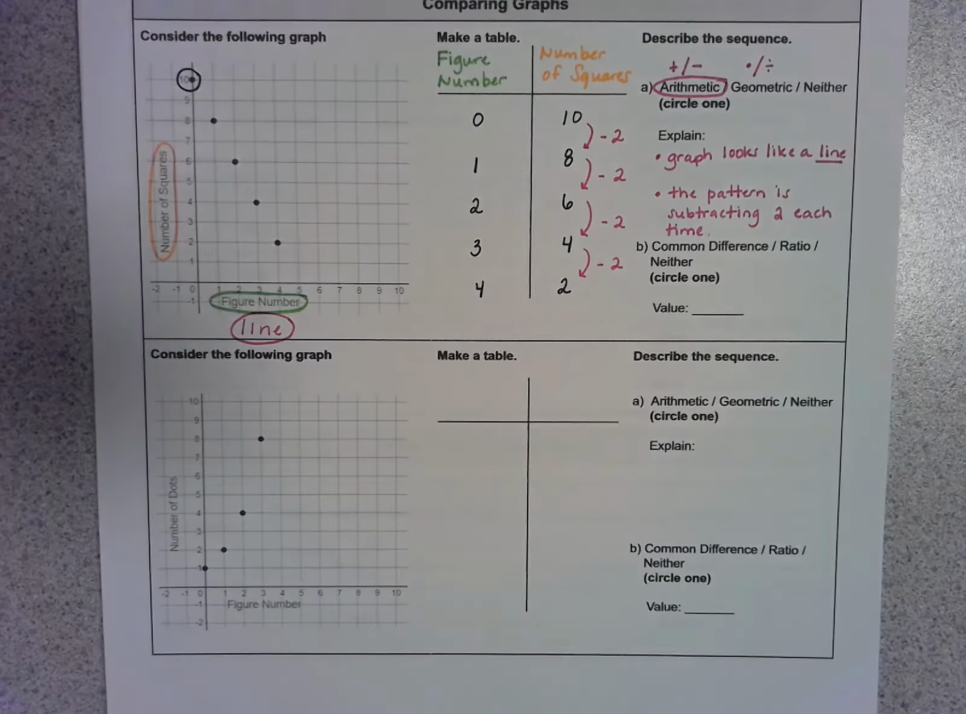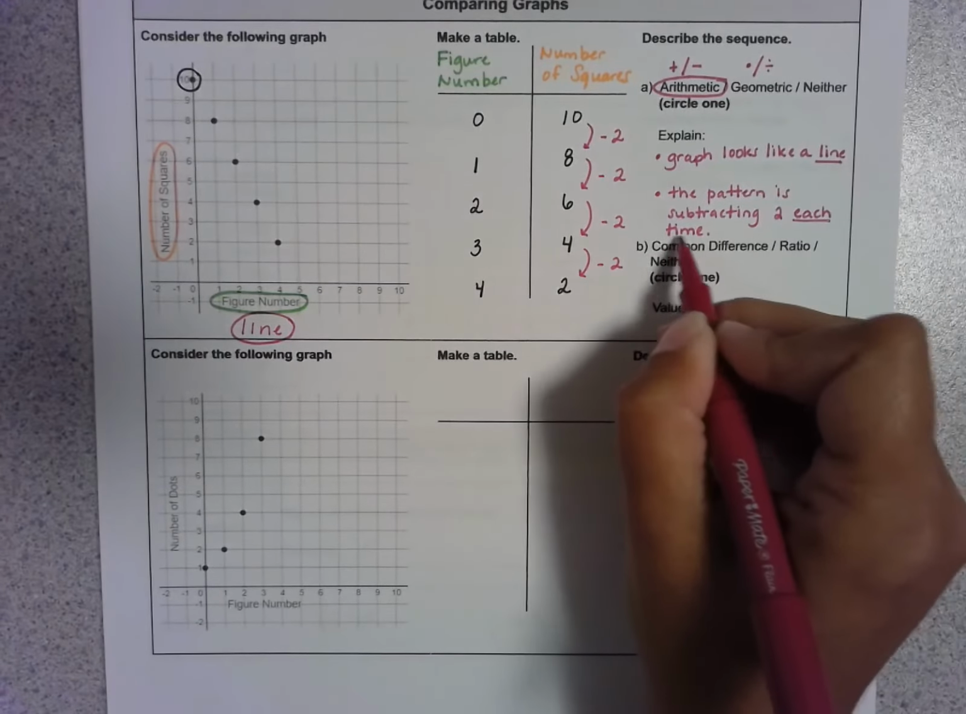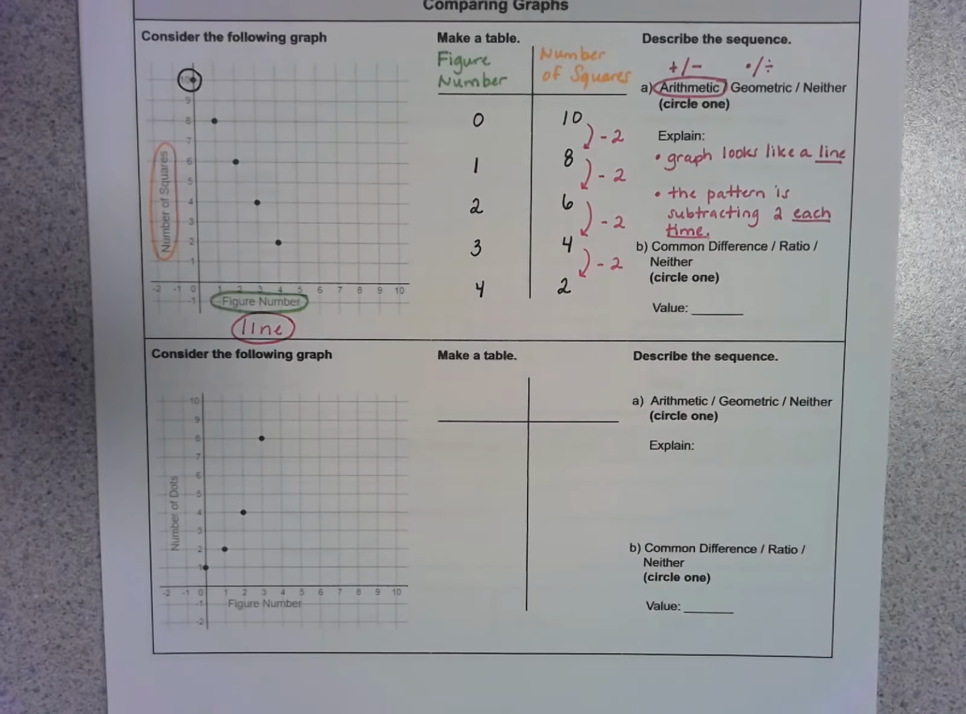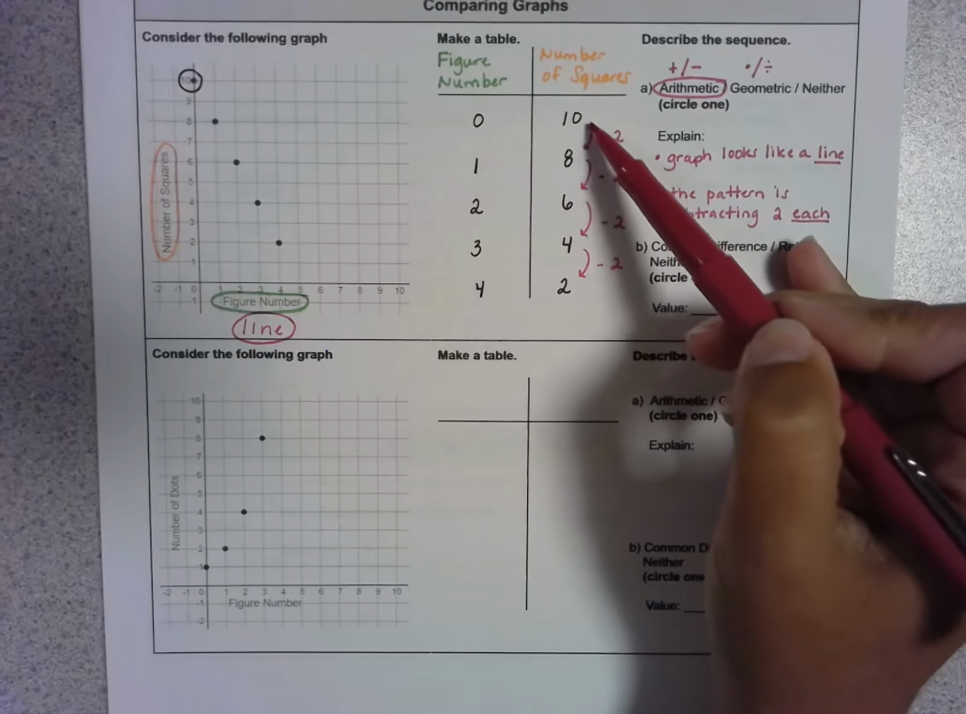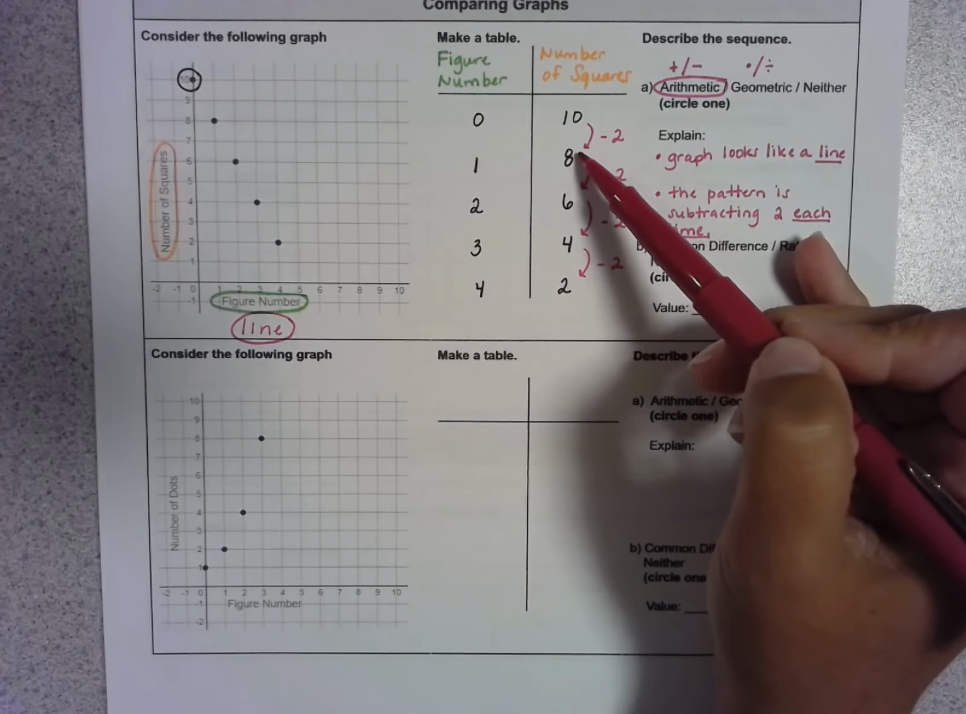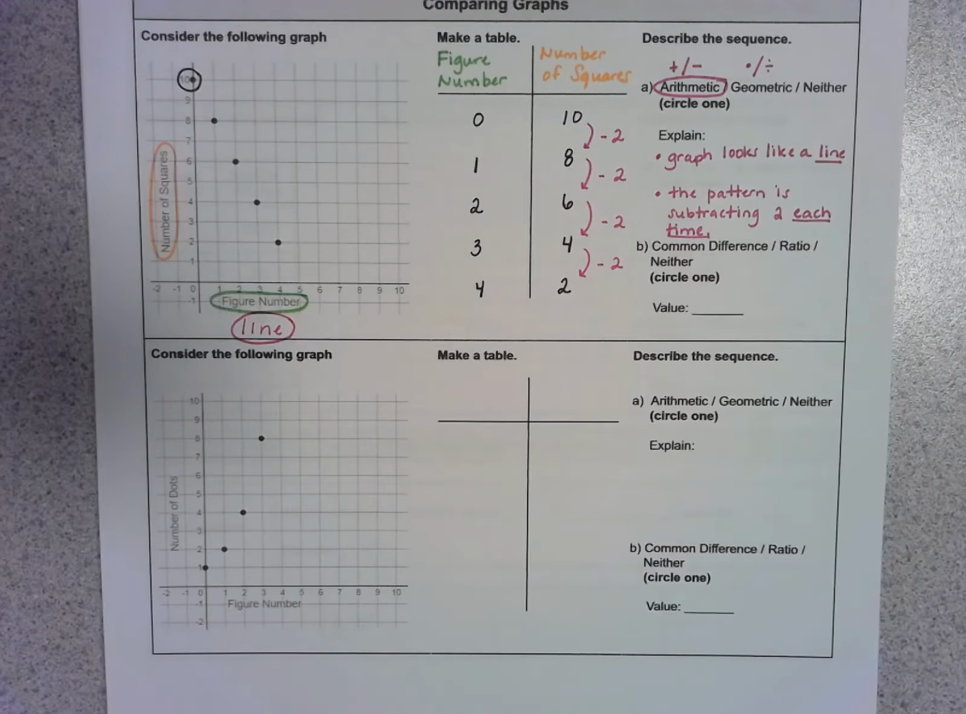Now, it's really important that we say these words each time. The reason we need to say that is it matters that we're doing the same pattern over and over again. For example, if the first number was subtracting 2 to get to the next number, but then we needed to subtract 3, that would no longer be arithmetic.